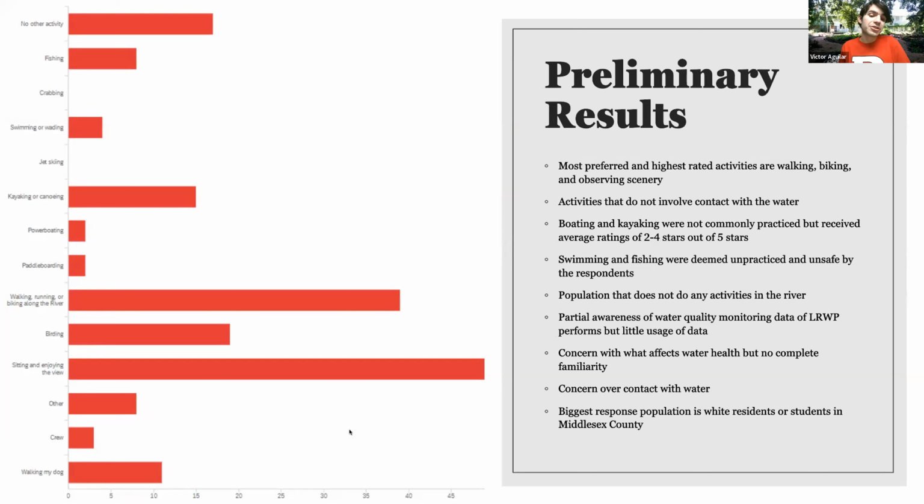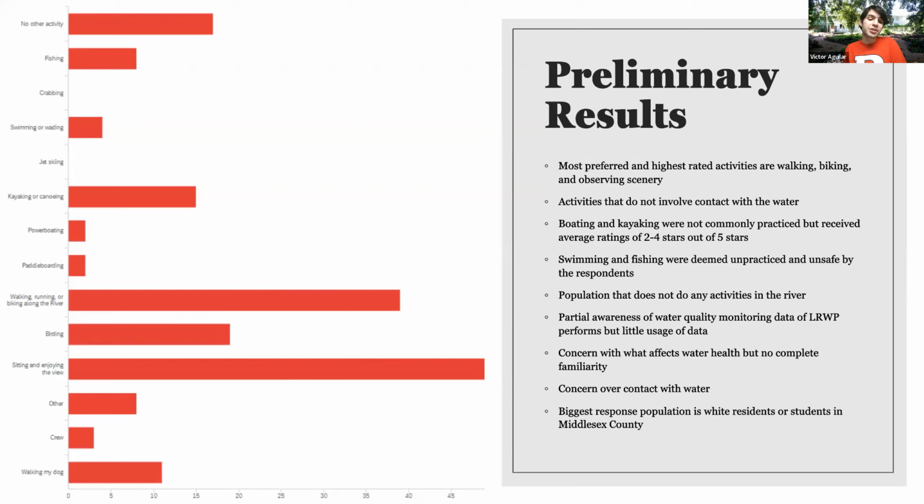There is also a fair amount of the population responding to the survey that do not do any activities in the river. Based on these results, there's also partial awareness of the water quality monitoring data of the partnership, but there is little usage of the data. There is also concern by the respondents of what affects the health of the water, but there isn't a complete familiarity on these subjects. And there is a lot of concern over making contact with the water, and there are preferences to do activities that, as I mentioned, are not directly in contact with the water.